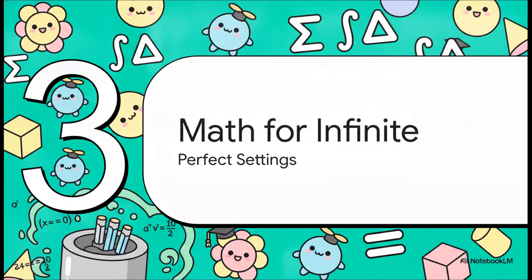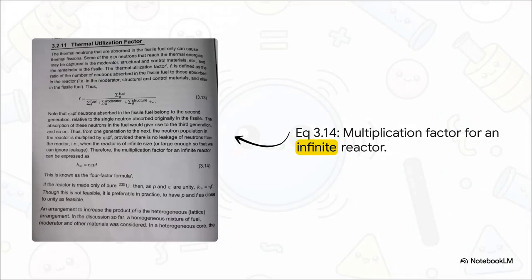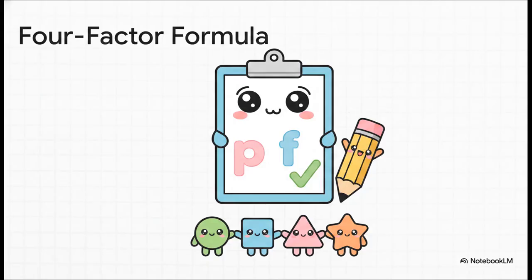All right, part 3, math for infinite reactors. Let's zoom out a bit and look at the actual mathematical formulas from our source text that govern these perfect ideal settings. Equation 3.14 defines the multiplication factor for an infinite reactor. See that little infinity symbol right next to the K? That means we're imagining a reactor so massively huge that we can just completely ignore any neutrons leaking out the sides. So let's break down what this actually means. The neutron population multiplies by a combination of 4 distinct variables: eta, epsilon, p, and f. So K infinity equals eta times epsilon times p times f.